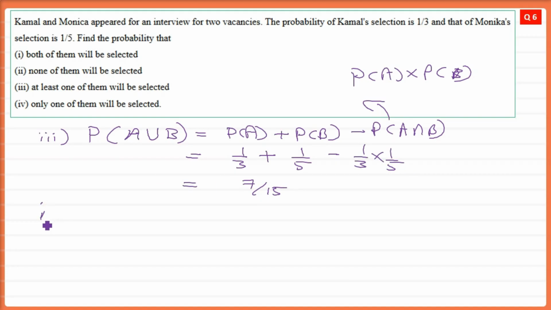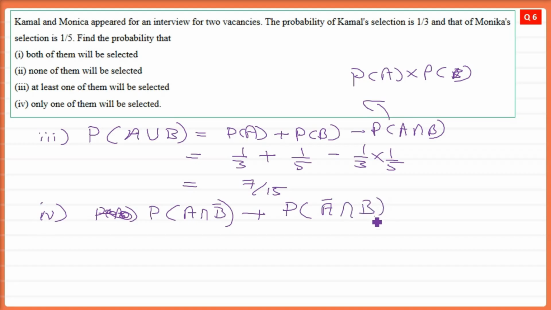Now coming to the fourth part. What is the fourth part saying? Only one of them will be selected. So if Kamal is selected, Monica shouldn't be selected. And if Monica is selected, Kamal should not be selected. So I'll write the expression first, which is A selected, B not selected. So it has to be AND. P(A and B bar), or P(A bar intersection B). So A and B bar together, and A bar and B together. That is Kamal not Monica and Monica not Kamal.